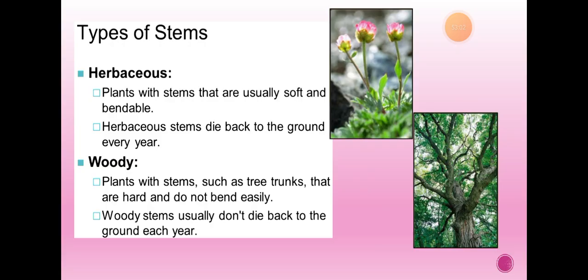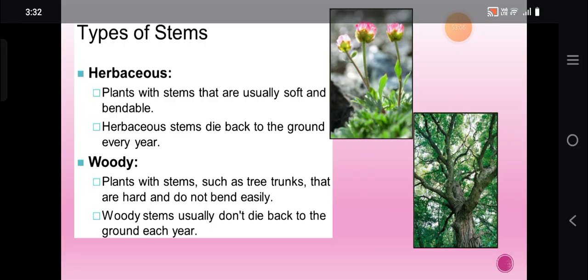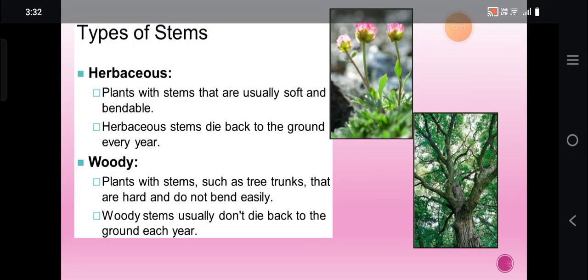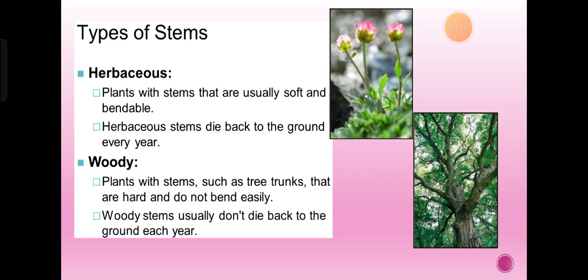Then types of stems. Now you should know the two types of stems that we have. The two types of stems are herbaceous stems and woody stems.